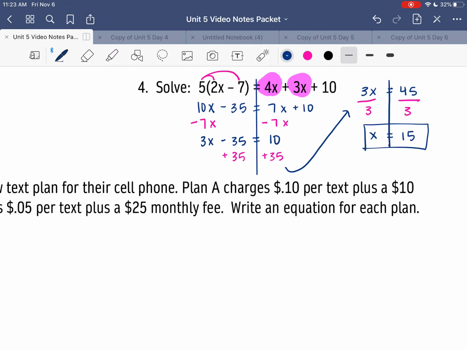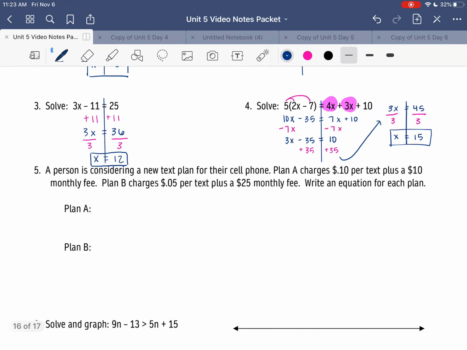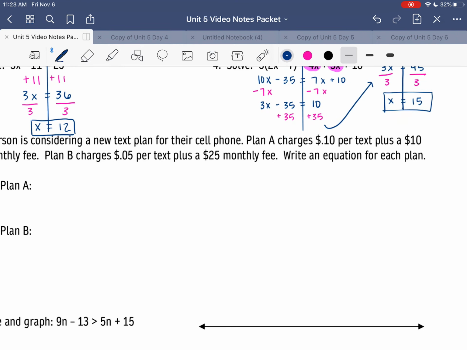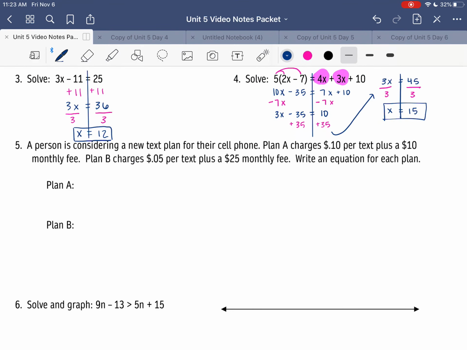Okay, let's jump into a word problem. So in number 5, it says a person is considering a new text plan for their cell phone. Plan A charges 10 cents per text plus a $10 monthly fee. Plan B charges 5 cents per text plus a $25 monthly fee, and we want to write an equation to represent what they're going to get charged.